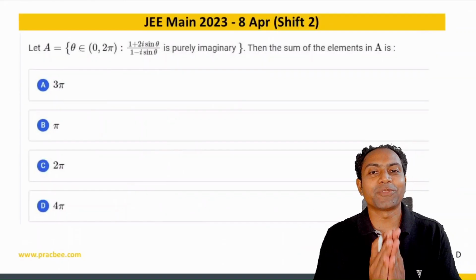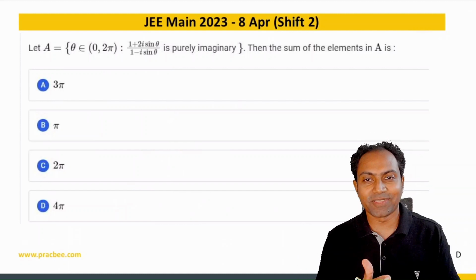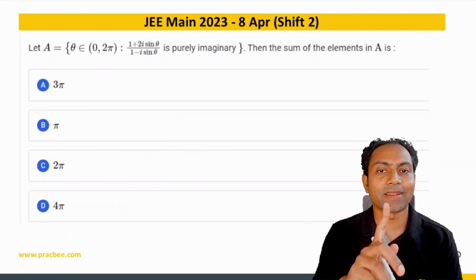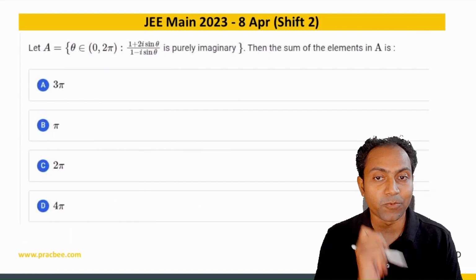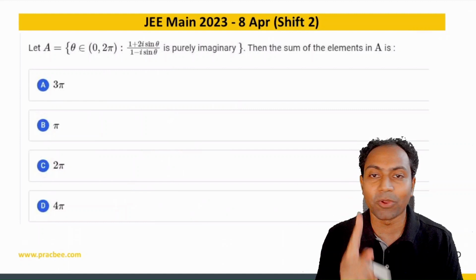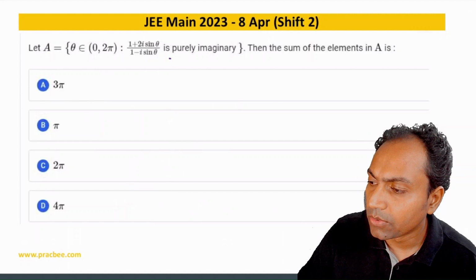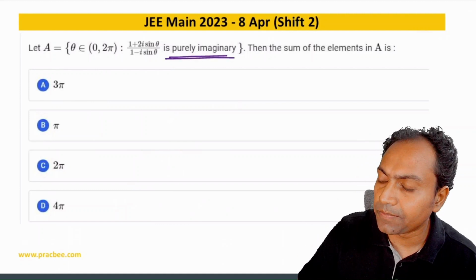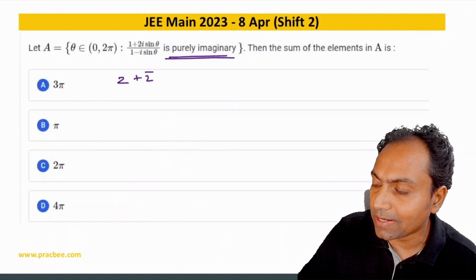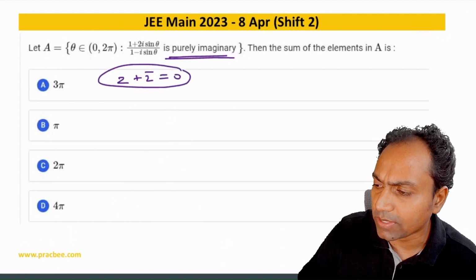Now let us look into this next problem that was asked in JEE Main 2023. In this problem you can see that again they are targeting the same thing that I emphasized while telling you the properties, the purely imaginary and purely real part. What they're saying is this is purely imaginary. This would mean that if I do z plus z bar, it should be equal to 0. So we can use this idea.